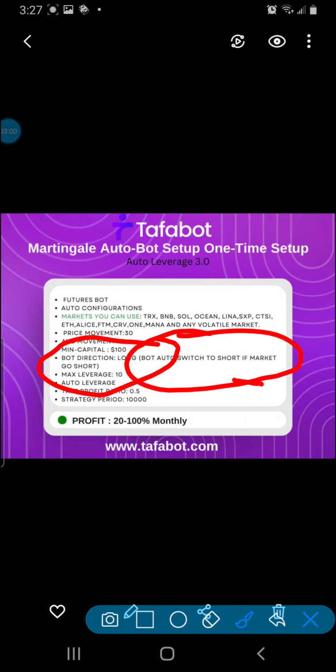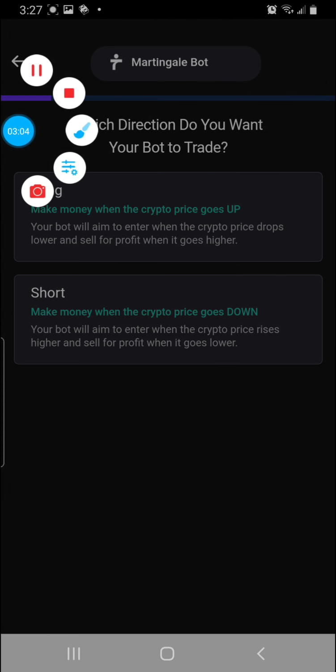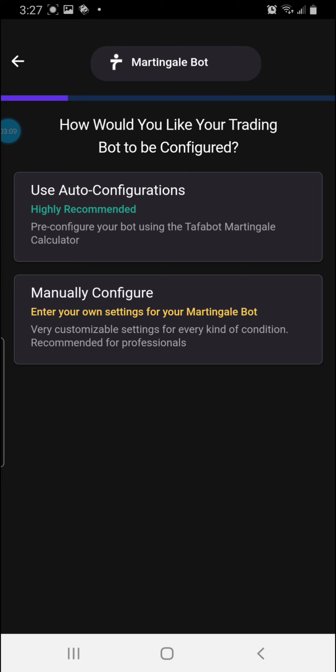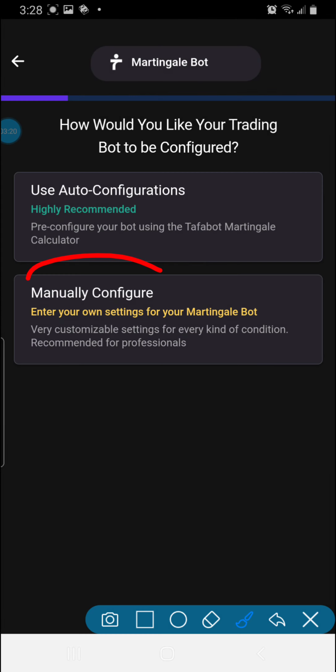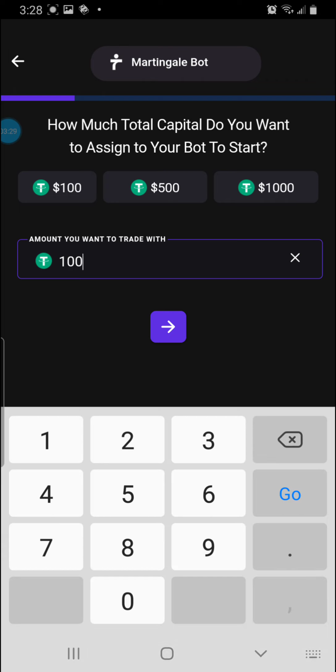All right, so we're picking long, and then we come back here and select long. Once we click long, don't forget we are going manual. If I was to use auto configuration, all the indicators would be given to me automatically, but since we want to go manual, we click manual, and then we come here. I choose my capital. I can decide to do $1,000. I can decide to do $100. You choose your capital, but I think the minimum is $100.